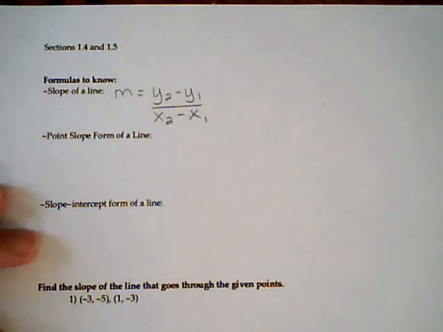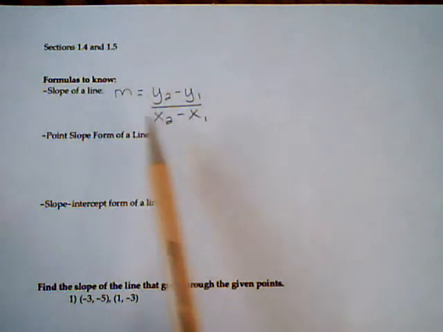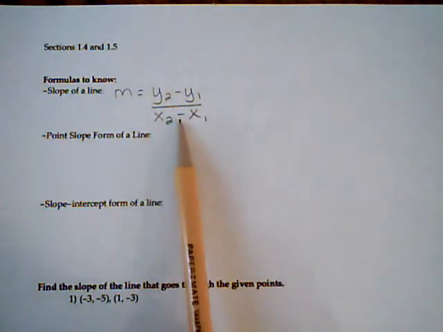The slope is the steepness of a line. It tells you whether that line is going to be rising to the right, falling to the right, and also whether it's horizontal or vertical. So you will have to use the slope formula.